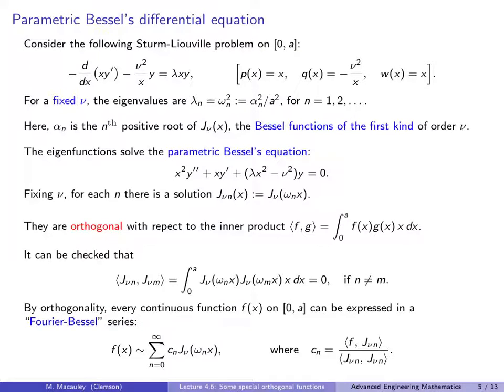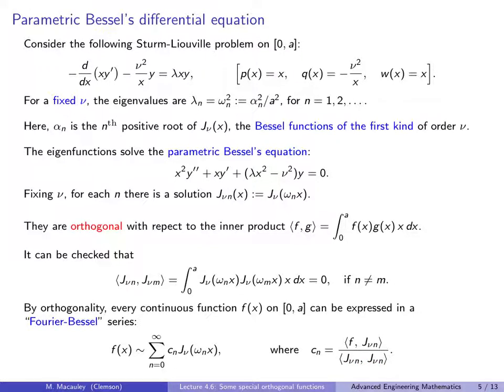By orthogonality, every continuous function f of x on the interval 0 to a can be expressed in a so-called Fourier-Bessel series. So f of x, now I'm going to use this squiggle, converges to the infinite sum from n equals 0 to infinity of Cn times j nu of omega n x. And we have an explicit formula for Cn. Cn is the inner product of f with j nu n divided by the norm squared of j nu n, so in other words, the inner product of j nu n with itself.